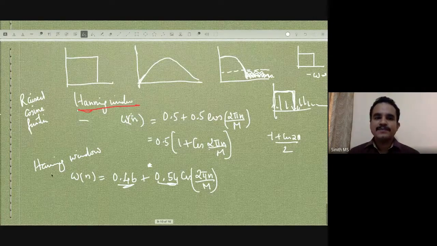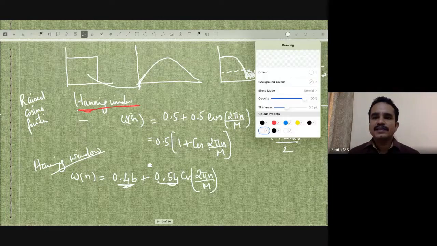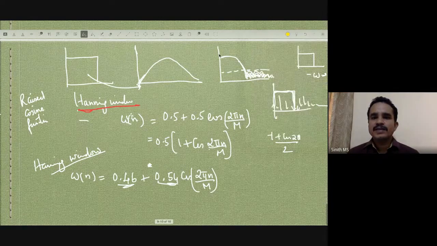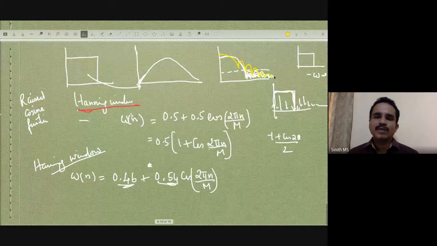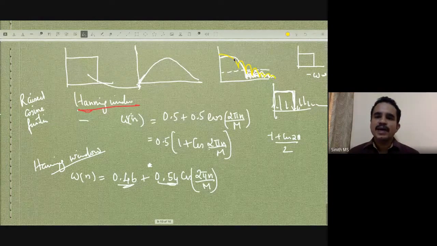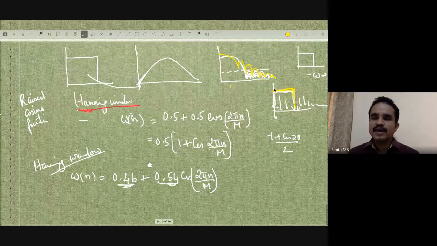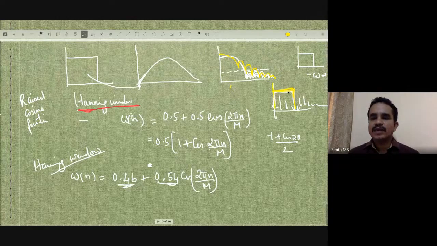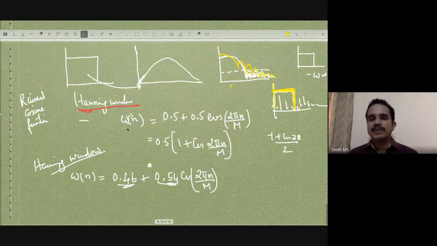And if you are using, say, rectangular window, it may be even lower than this. We may have some response like this, which may start attenuation from this point itself, which is not desirable. Our desired response is like this, ideal response, and our designed response should almost look like this or closer to this with some attenuation in the stop band.